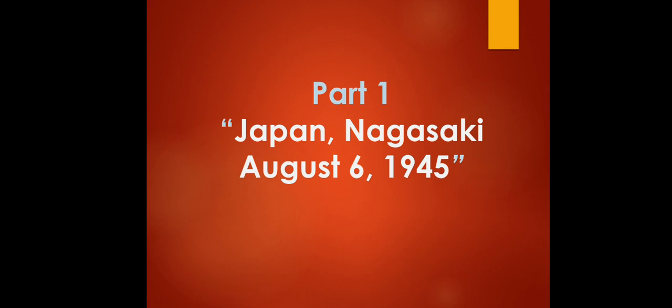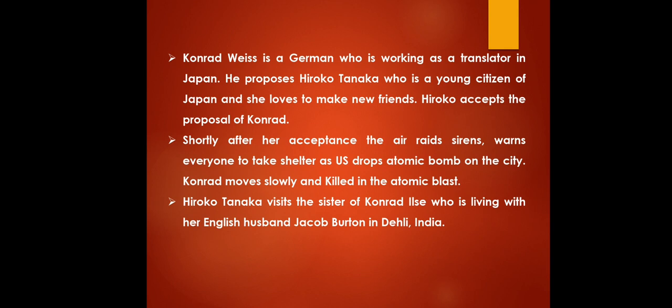In the first part, Conrad Weiss, who is a German working as a translator in Japan, proposes to Hiroko Tanaka. Hiroko Tanaka is the protagonist of our novel, a young citizen of Japan, and as she is young and attractive, she loves to make new friends. Hiroko accepts the proposal of Conrad.